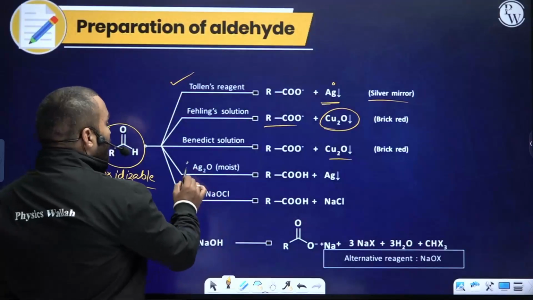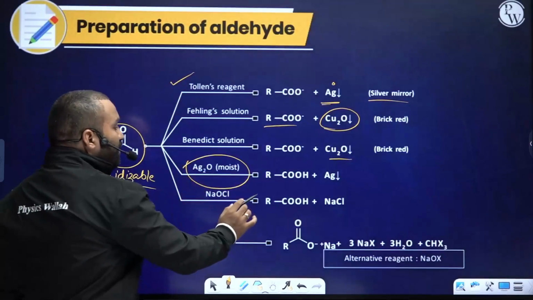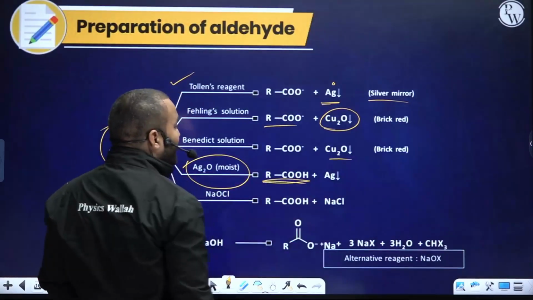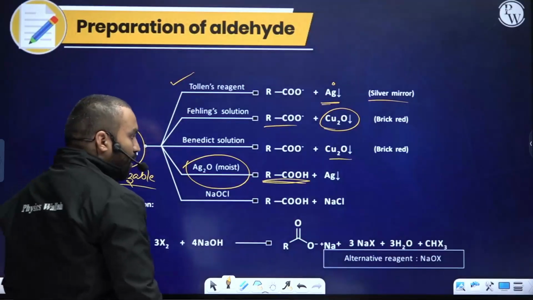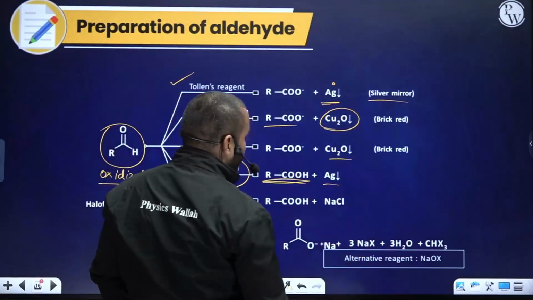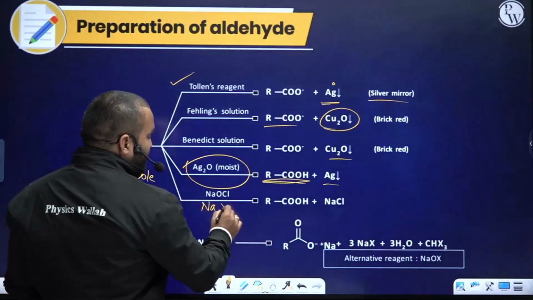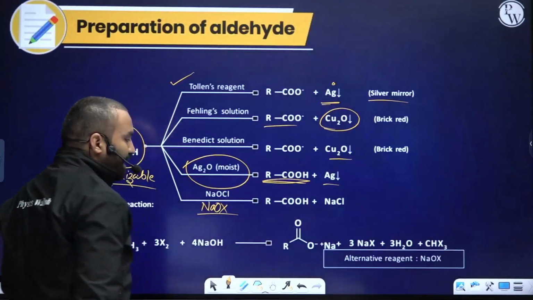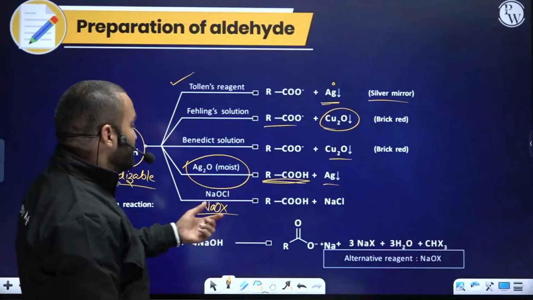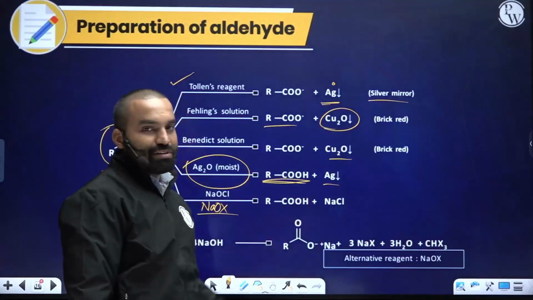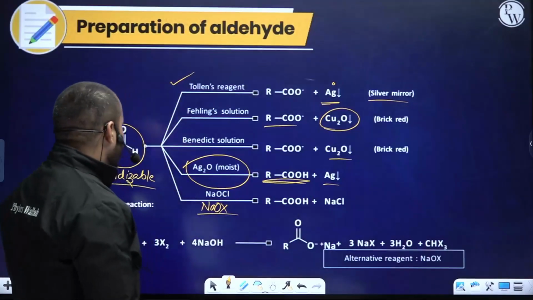You can use moist Ag2O, that also will oxidize, but this time remember you obtain an acid, not its salt. Also, silver will start precipitating. A silver mirror will be obtained. You can also use NaOX treatment. This will again oxidize it to an acid, and NaX will start precipitating depending upon the medium.